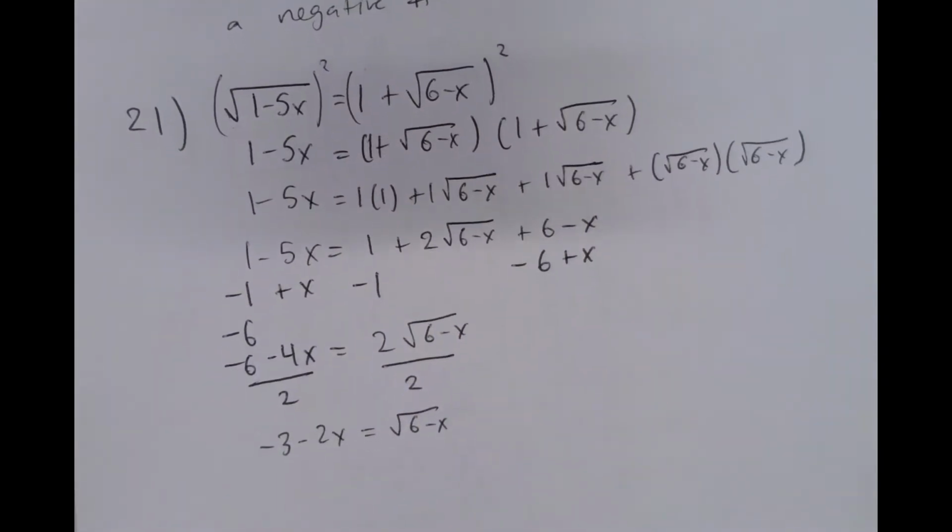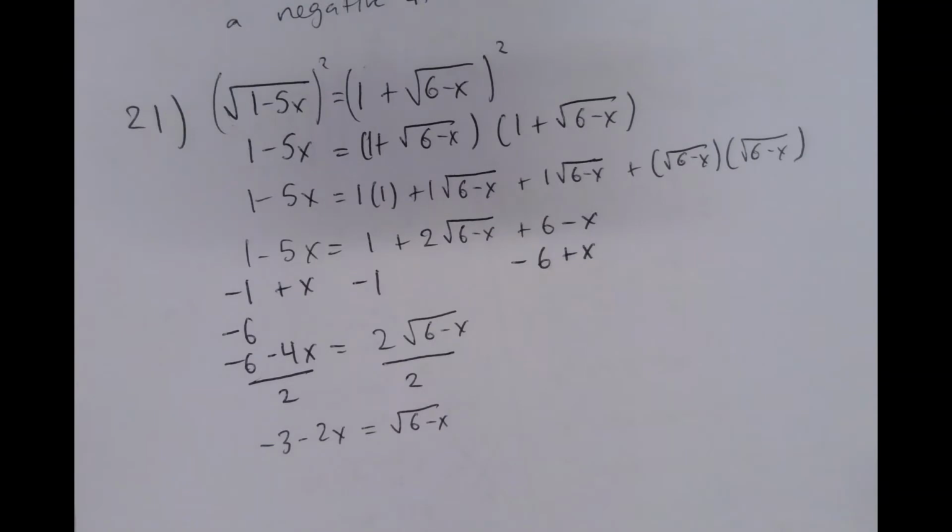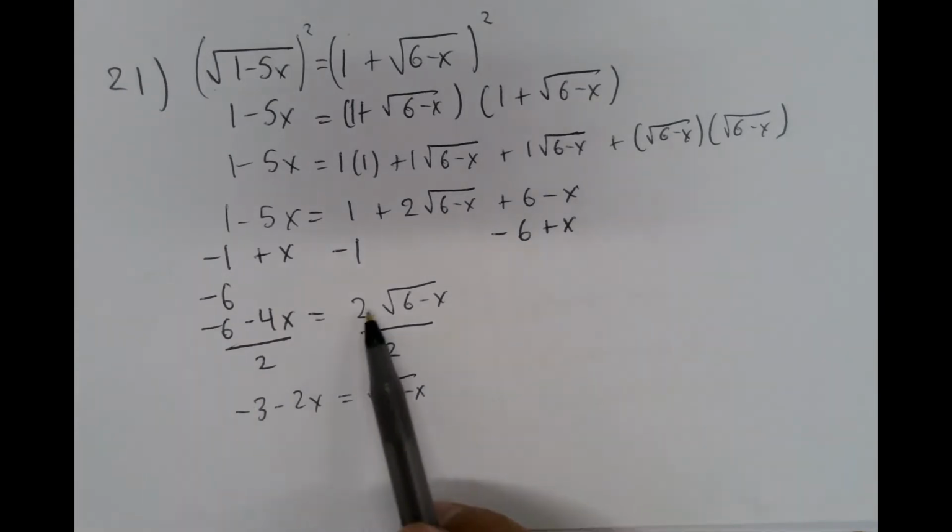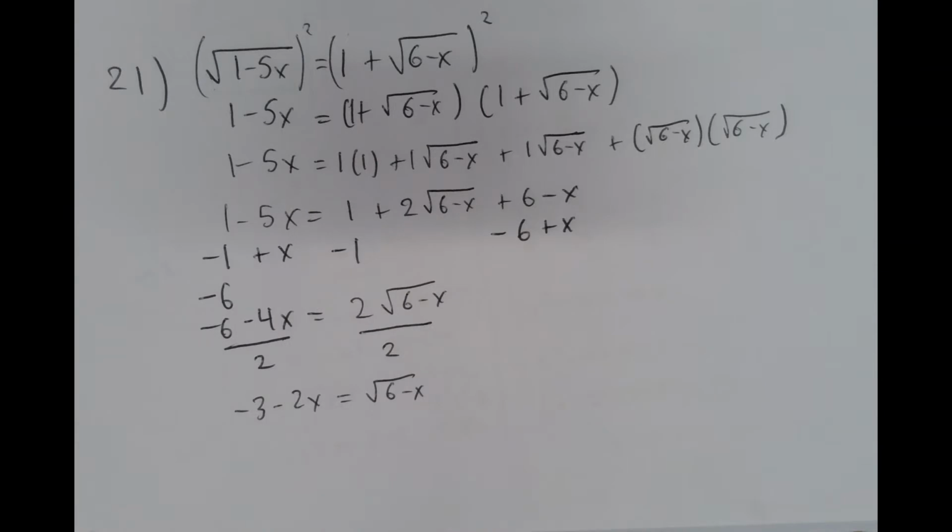So again, the reason I divided everything by 2 is because everything on the left-hand side, the 6 and the 4, are divisible by 2, and this right-hand side is also divisible by 2. So all I'm doing is just to make the numbers smaller. Okay, so now that we're at this point, this is exactly like the problems we started with in the very beginning. So all we have to do is square both sides.